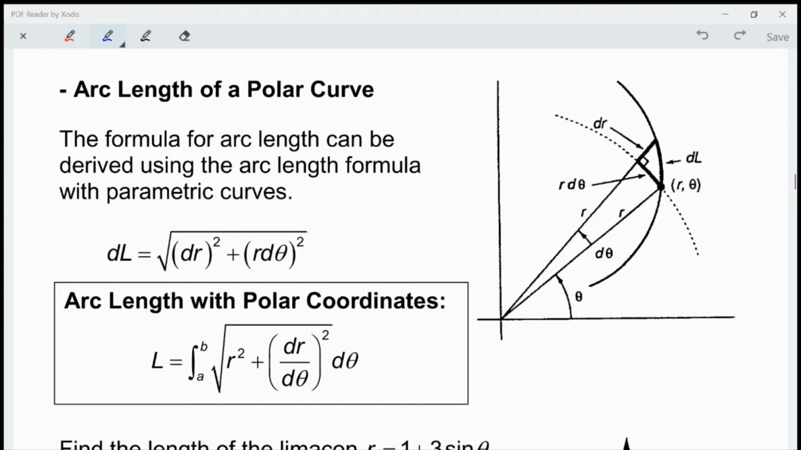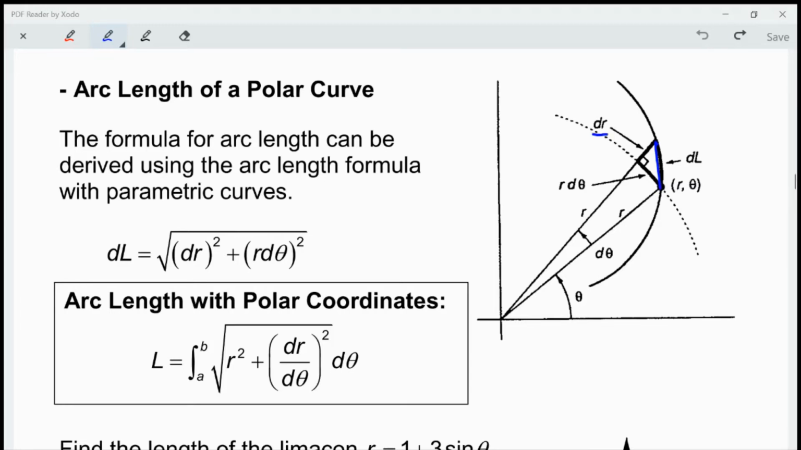So what we're going to do here is measure this small piece of our arc length, which is going to be treated like a line segment again. But now you can think of this as a right triangle, but the sides of this right triangle are no longer dx and dy.